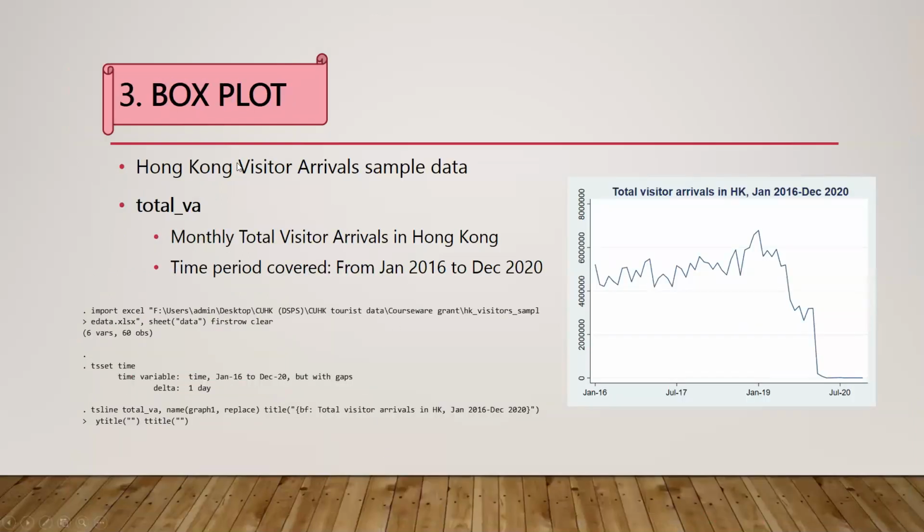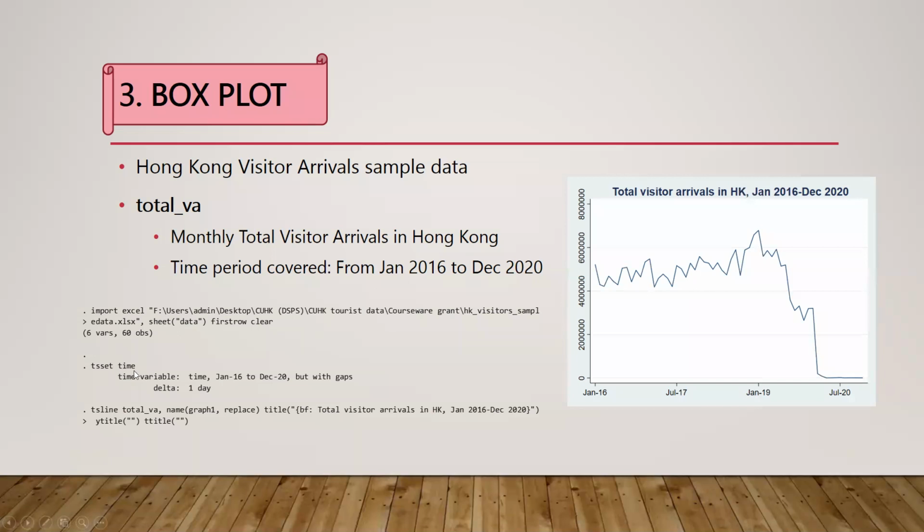After we gather these data into the Excel format, we can start typing some code to load the Excel file. First, you type import excel, and then you type the path of where your document is located. This is your local computer path of your document's location. And then after that, we can load the data into Stata. Next, you have to do a tsset time.